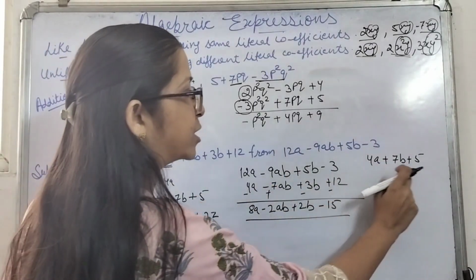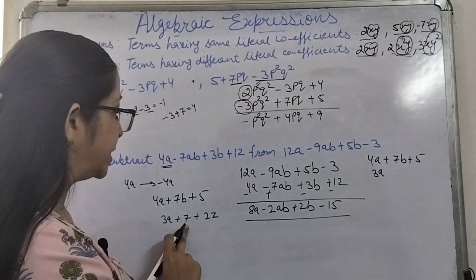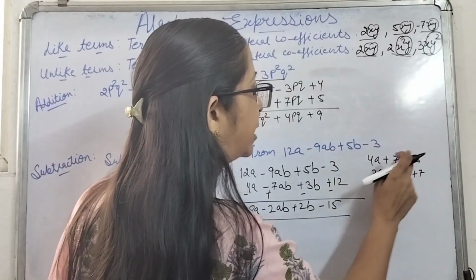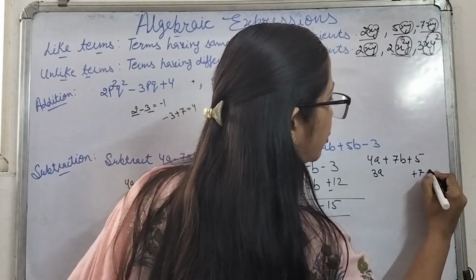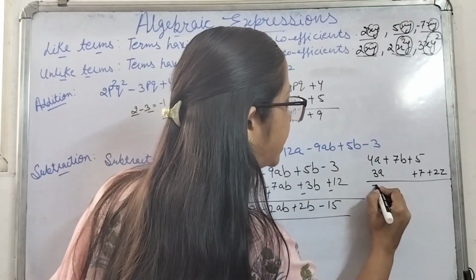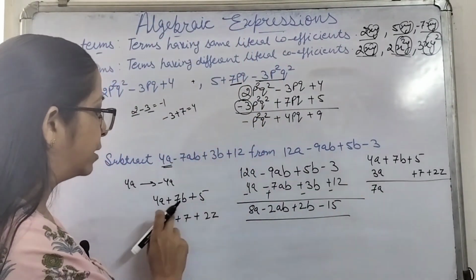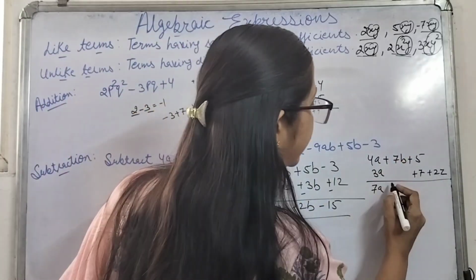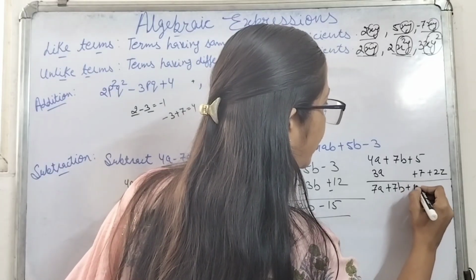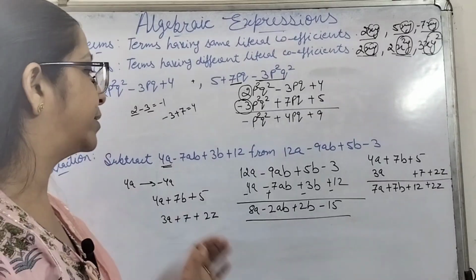So we have written the first algebraic expression over here. Now it is 3a, so 3a will come beneath 4a, plus 7 will come here, and then 2z. There is no term whose literal coefficient is z, so we will write 2z here separately. Now we will add it. 4 plus 3 will be 7a. There is no literal coefficient of b in the other expression, so we will write 7b as it is. Plus 5 plus 7 will be plus 12. And 2z we will write as it is. So this is how we add the two given algebraic expressions.